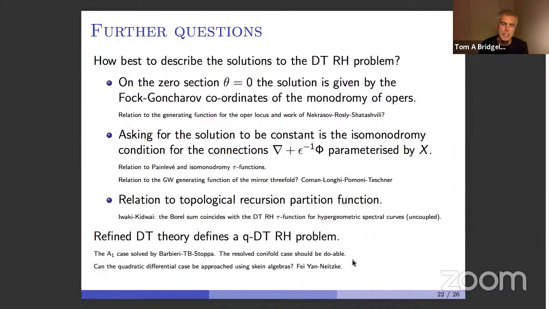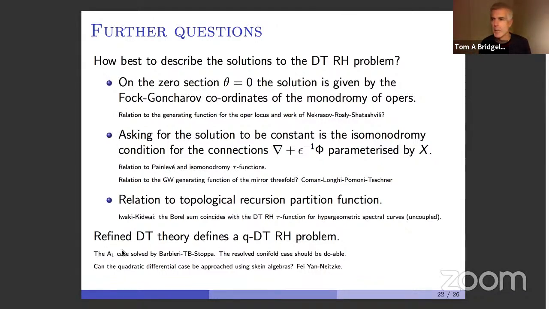And then another further direction, but I'm not sure I have the energy for this just now, but maybe other people do, is that there is a refinement of this whole story where instead of ordinary DT invariants, you use refined DT invariants. So they've got Q's in them. Instead of Euler characteristics of moduli spaces, you're taking Poincaré polynomials, essentially. And so instead of automorphisms of a torus, you should think of automorphisms of the quantum torus. So that's some non-commutative algebra.